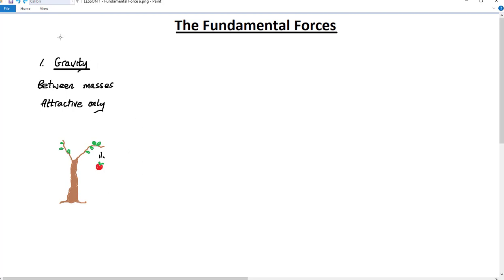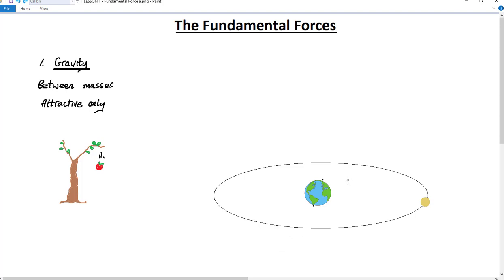It's what gives us weight, and it is also the same force that pulls the moon around the Earth in its orbit and the planets around the sun in their orbits. We're going to be looking at gravity in a lot more detail in a later lesson. This is just a brief review and comparison of the forces.